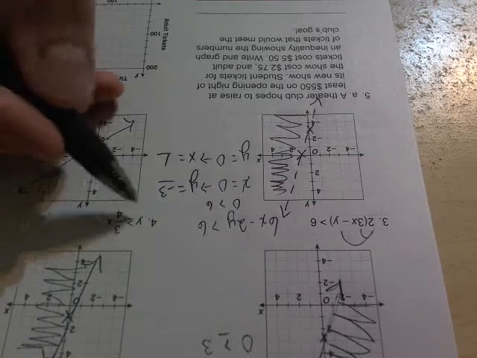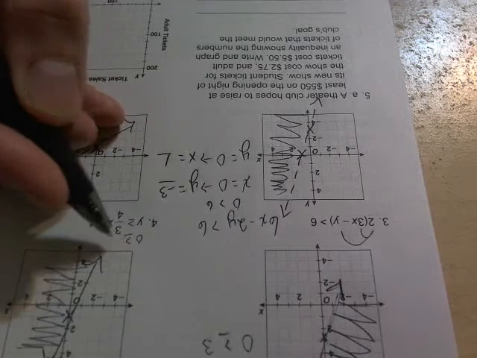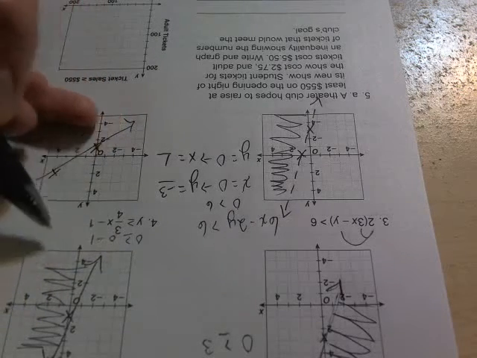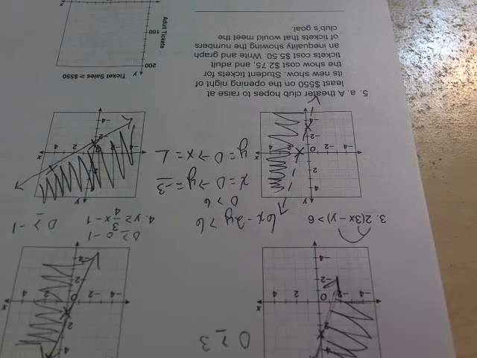So I'm going to go up here and change my x's and y's into zeros and see what happens. So I've got 0 is greater than or equal to 0 minus 1, or 0 is greater than or equal to negative 1. Well, that's a true statement. Since it's a true statement, I shade where the point is. That point is above the line, so I'm going to go ahead and shade above the line. And there's the graph of my inequality.